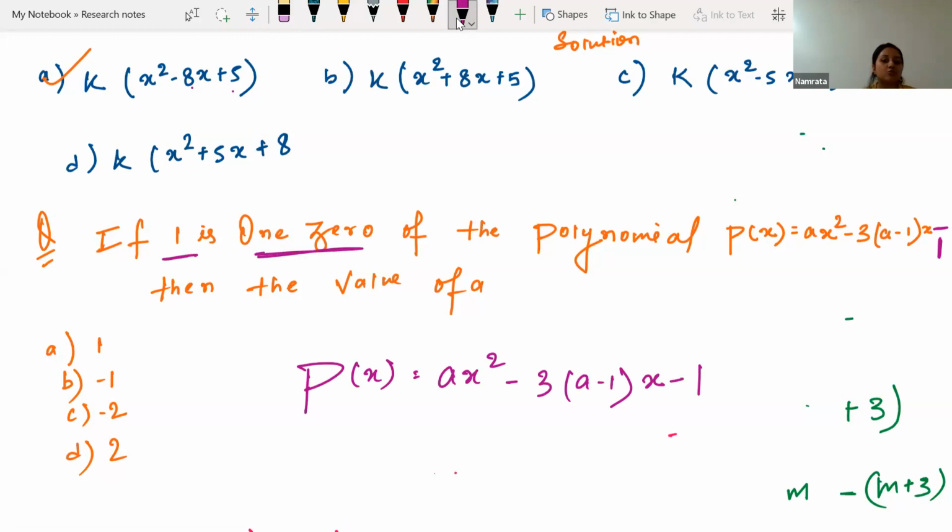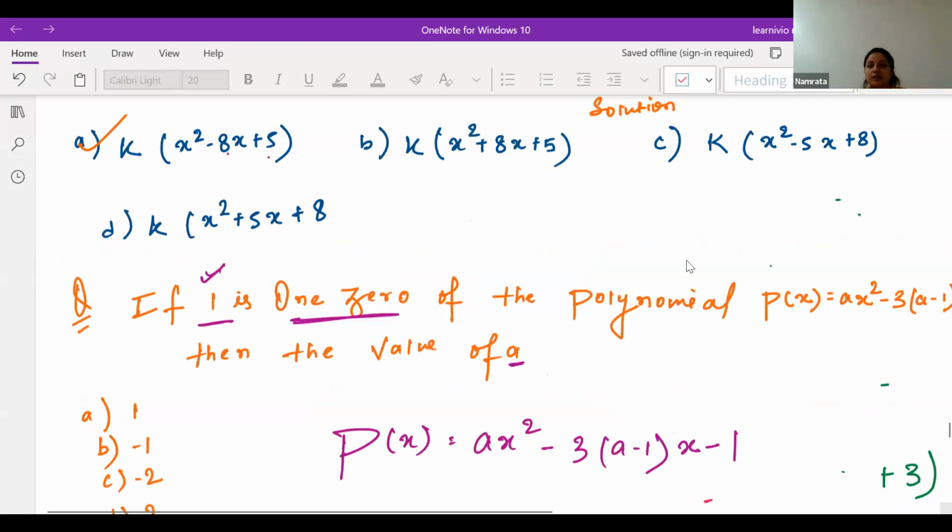When the highest power is 2, we will be getting 2 values of x. Both values can be the same, or they can be different. It depends upon the polynomial. But we will be getting 2 x values. So here one zero is given as 1. One of the x values is given as 1. Then we have to find the value of a. Please do it. First try it, then we will be discussing it. Yes, Aisha and Ziana, please try it first.